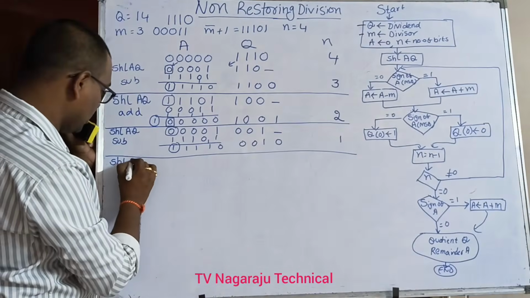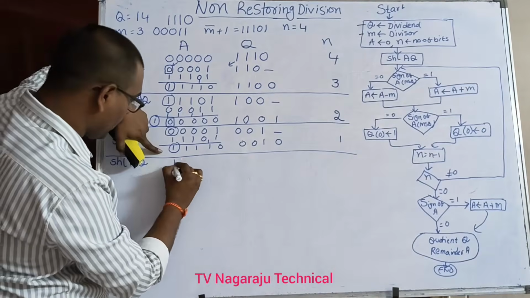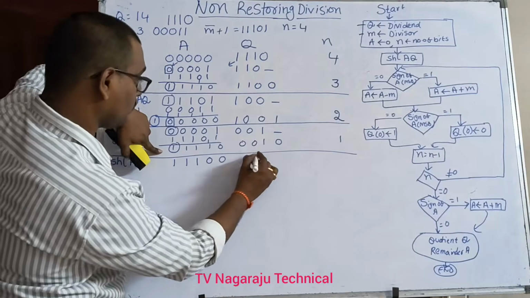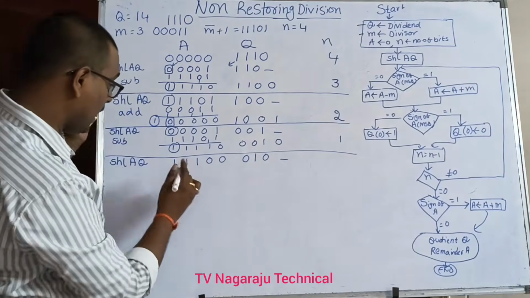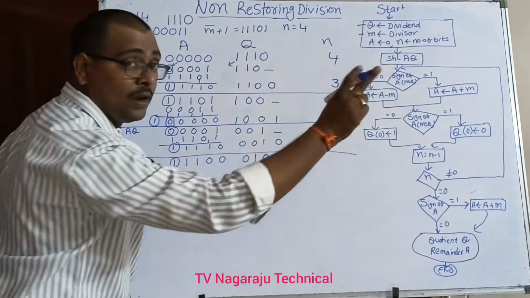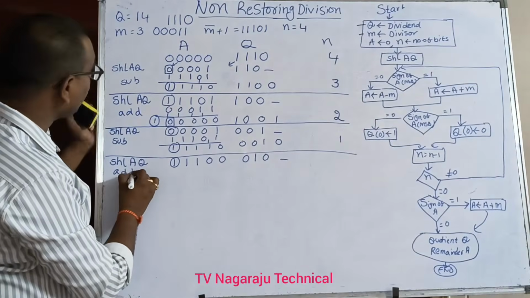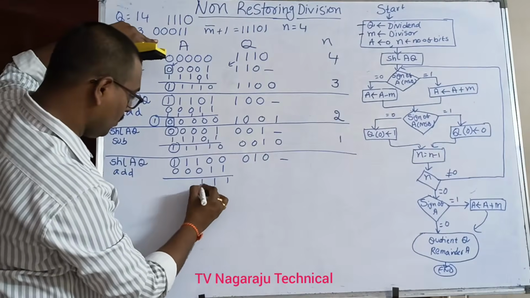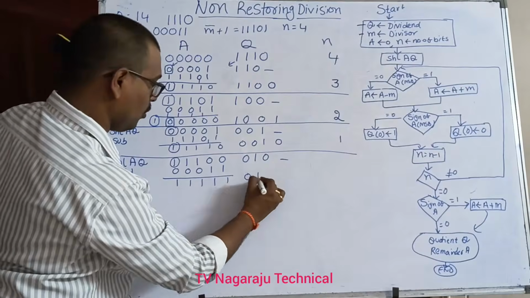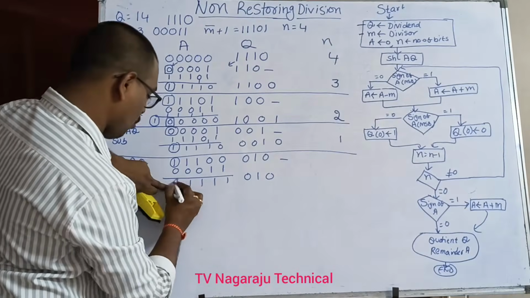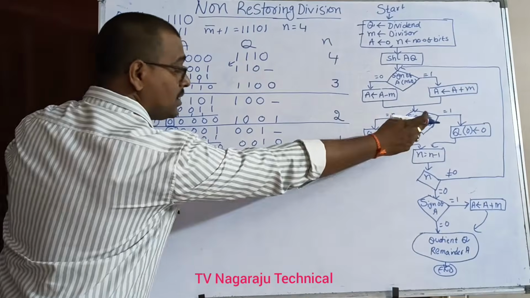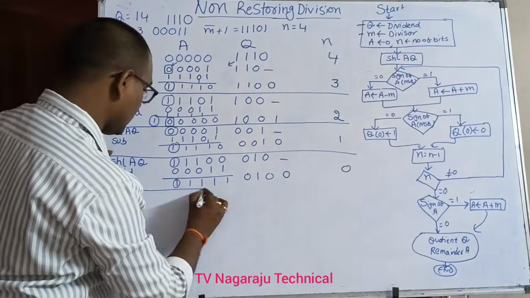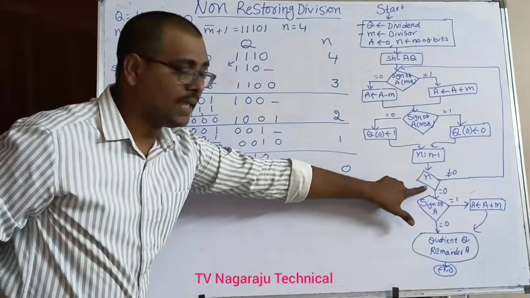Again in the next iteration, shift left AQ. By doing the shift left operation, 1 1 1 0 0 0 1 0. And here the MSB bit is equal to 1. Then we are doing the addition operation. So add M. Here the sign of MSB is 1, so the answer bit is 0 and the n value is 0. My iterations are completed. N is equal to 0.